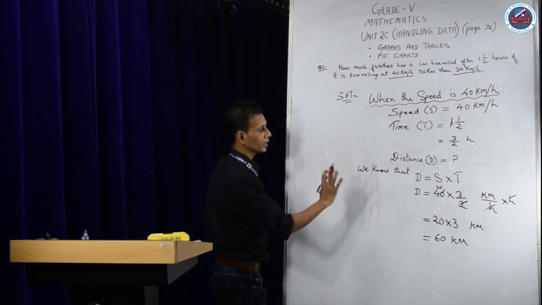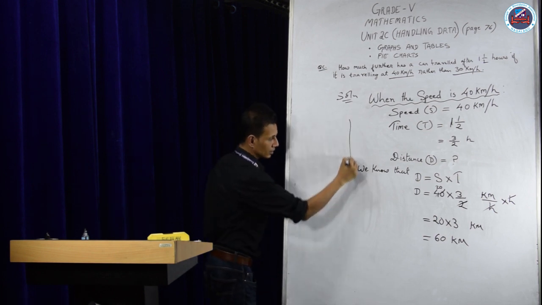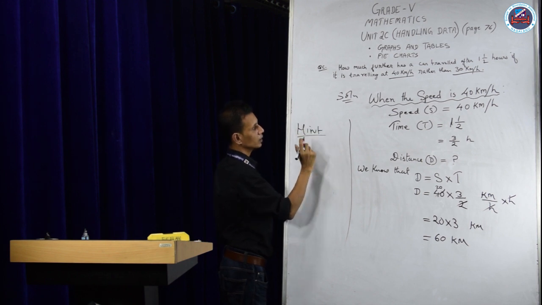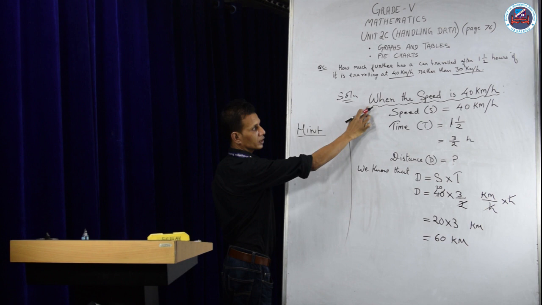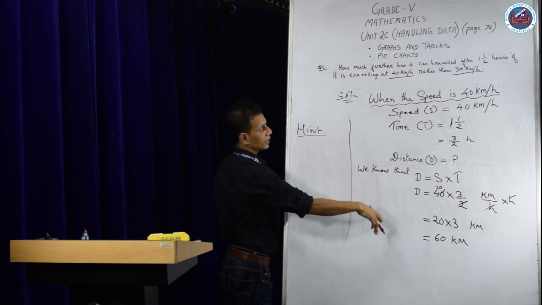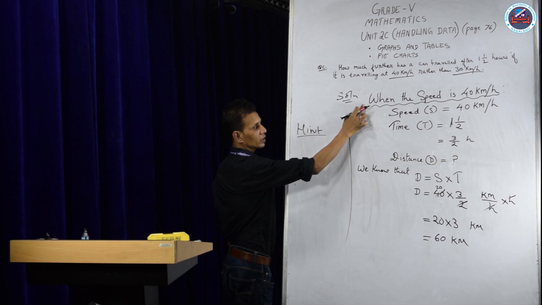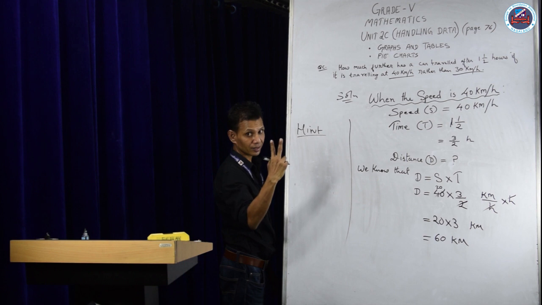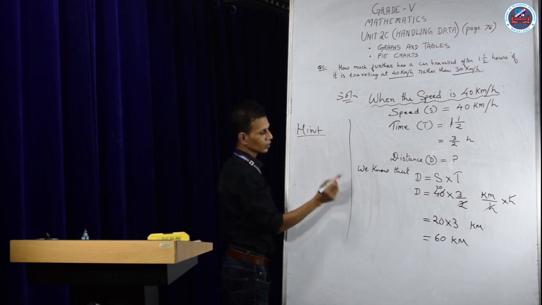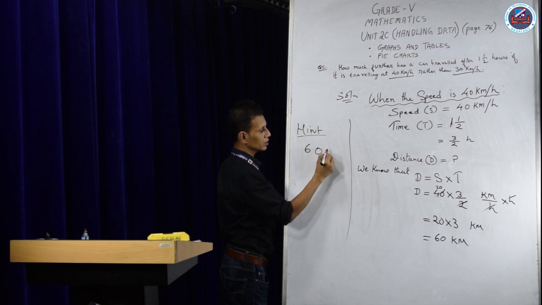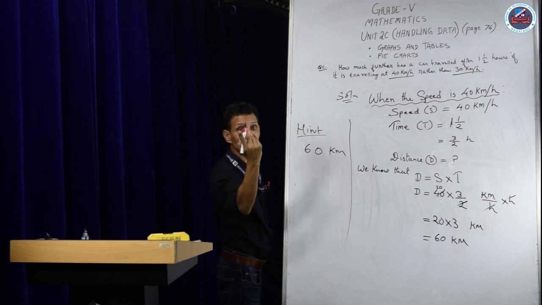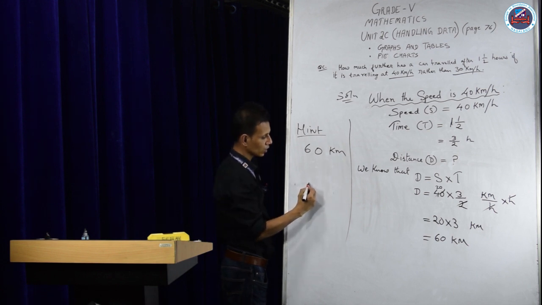So what do you need to do? Okay, just have a look at this. I'll give one hint. First you find out when the speed is 40 km/h, the distance. Next step, when the speed is 30 km/h, find out the distance. Now you have two different distances. Okay? Suppose the first distance is, here your distance is 60 kilometers. Now when the speed is 30 kilometers, you got a different distance. For example, just say you got 10 kilometers.